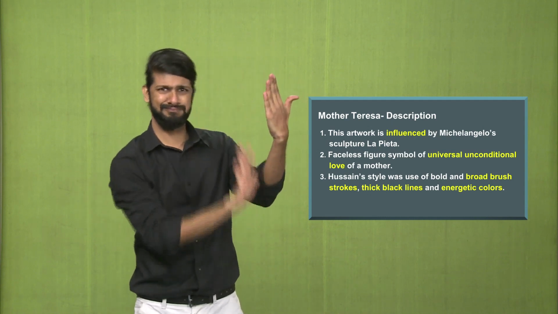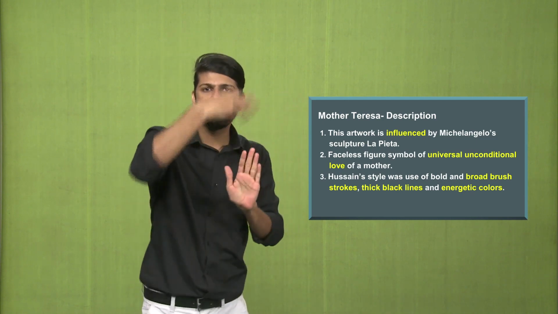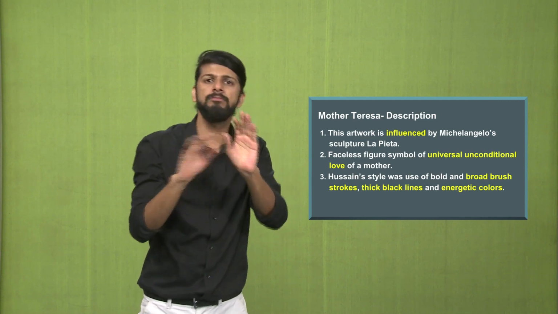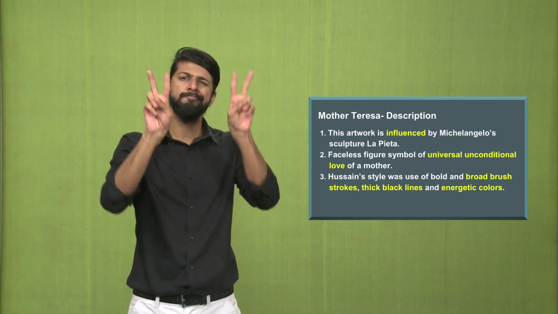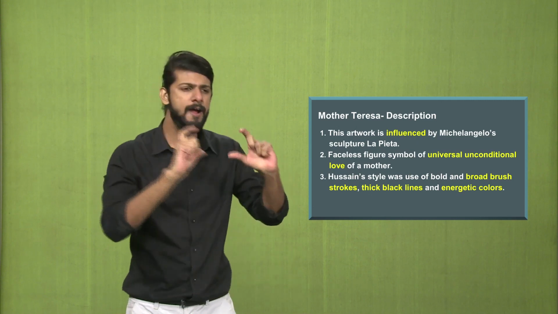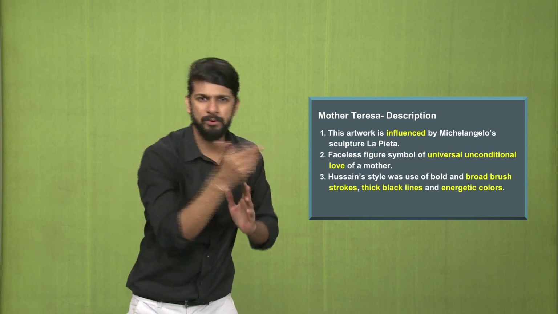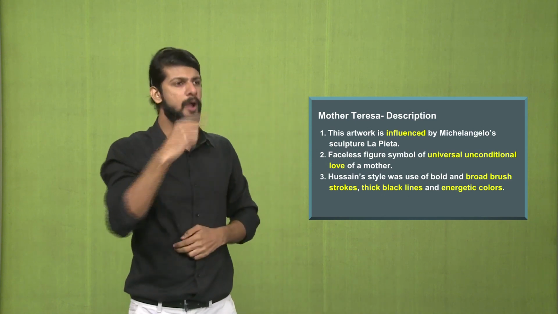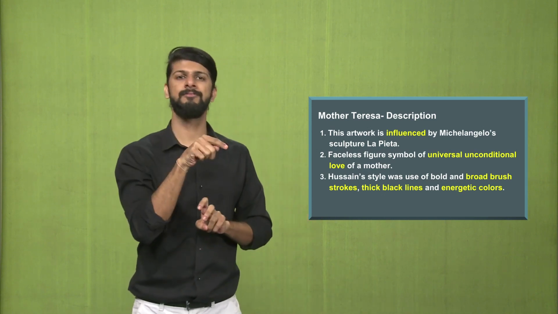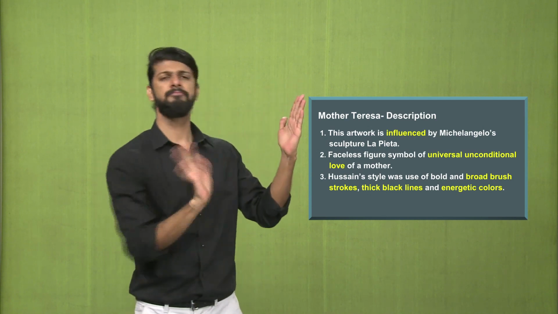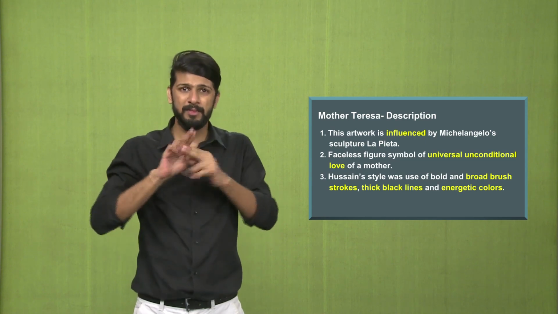One thing which stands out in this painting is the faceless figure of Mother Teresa. What is M.F. Hussain trying to show or depict by painting a faceless figure? This is the universal love which is unconditional, which all mothers have, irrespective of the face. All people have their mothers as the person who has given them unconditional love. That is the reason he has not put a face there. It's a symbol.